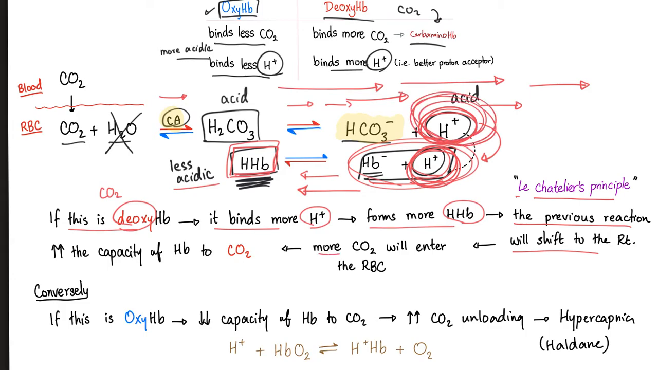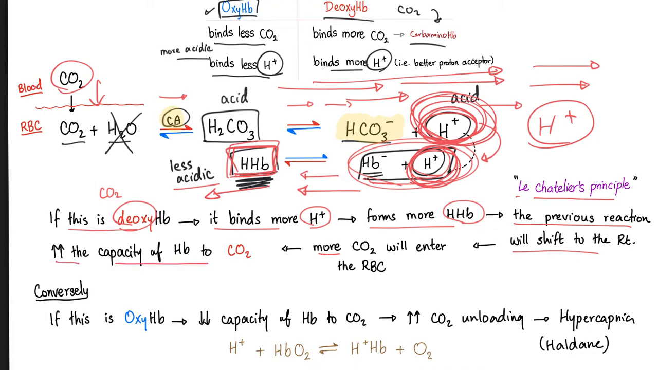This will lead to more CO2 entering the cell to replete the protons so that we can move in this direction and make more protons, so that the hemoglobin can bind more protons and become HHB, which is less acidic. This will increase the capacity of the hemoglobin for the CO2, which is coming to bind to the hemoglobin. When you increase the capacity of hemoglobin for CO2, this is called decreased CO2 unloading or decreased CO2 delivery.